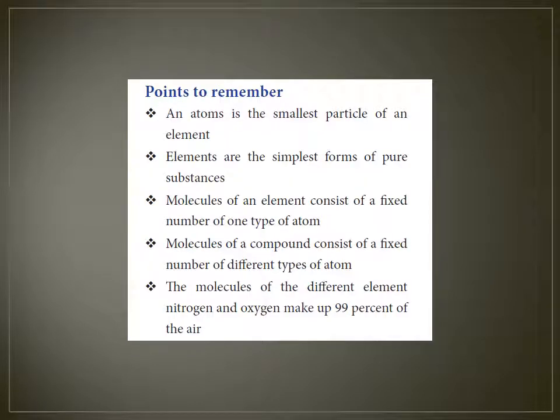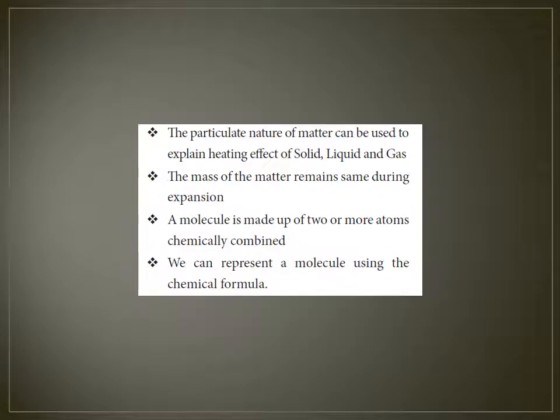Points to remember. An atom is the smallest particle of an element. Elements are the simplest form of pure substance. Molecules of an element consist of a fixed number of one type of atom. Molecules of a compound consist of a fixed number of different types of atoms. The molecules of the two different elements, nitrogen and oxygen, make up 99% of the air.